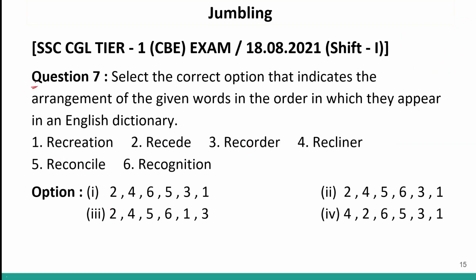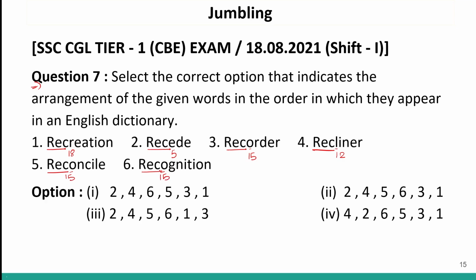Now, question number 7. 6 words given to us: recreation, recede, recorder, recliner, reconcile, and recognition. So I can see REC is common in all. So we'll move on to the next letter after REC. Over here we have R, which is 18. Over here we have E, which is 5. O, which is 15. L, which is 12. O, which is again 15. And O, which is 15.